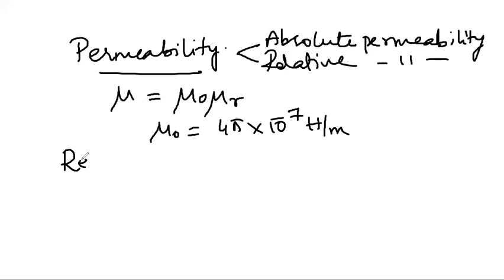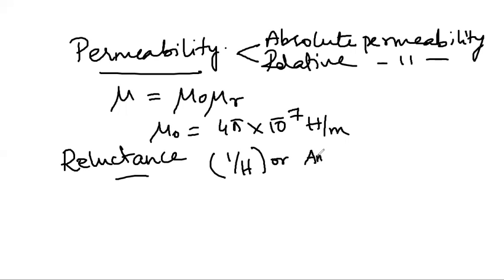Next important parameter is reluctance. Like how we have resistance as the opposition for the flow of current in electric circuit, similarly, reluctance is a measure of opposition by a magnetic circuit to the flux flowing through it. And the unit of reluctance is 1 by Henry or ampere turns per Weber.